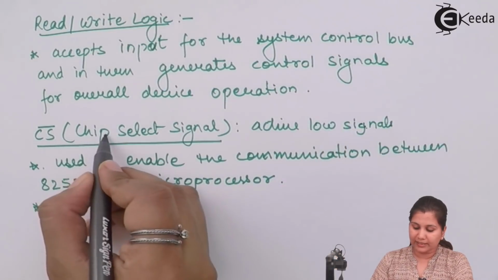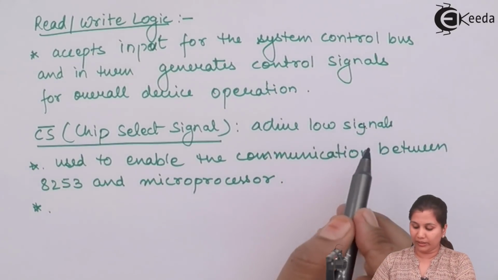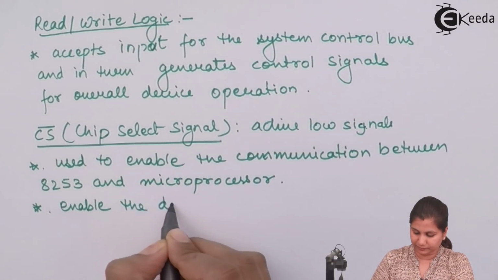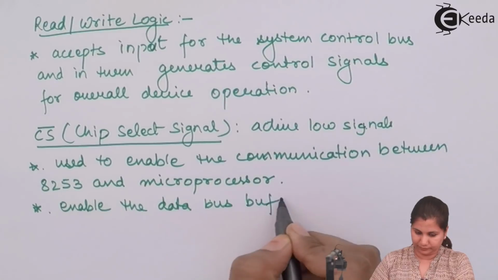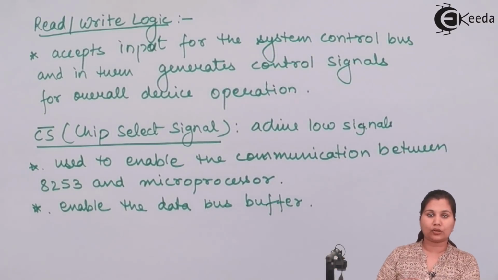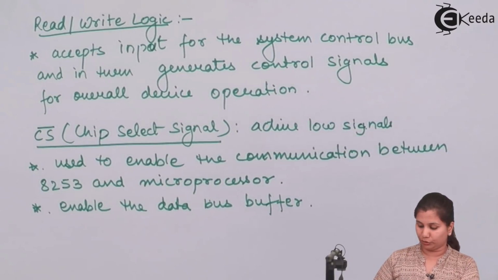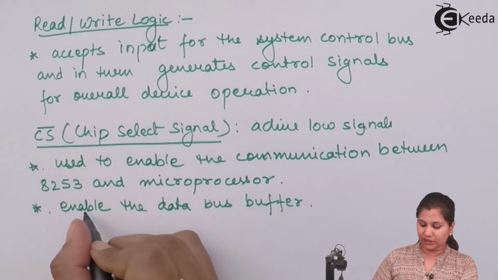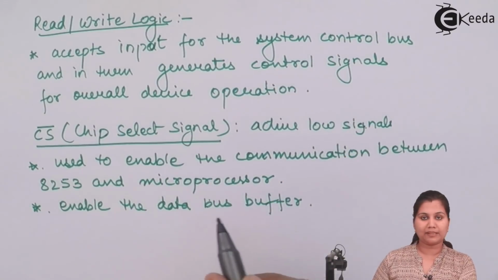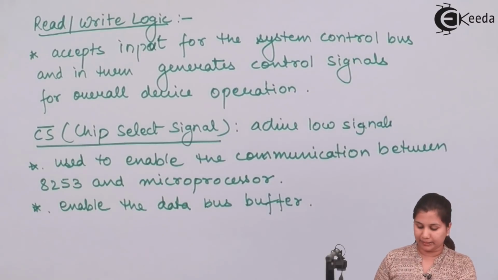So how does this chip select signal enable the communication? When this chip select signal is low, it will enable the data bus buffer. And because the data bus buffer is connected to the data bus of the microprocessor, data will be transmitted or received through this. So what the chip select signal is doing is enabling the data bus buffer. If it is 0, then the data bus buffer will be enabled. If it is 1, then this buffer will be in the high impedance state.